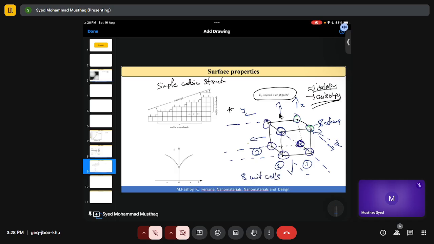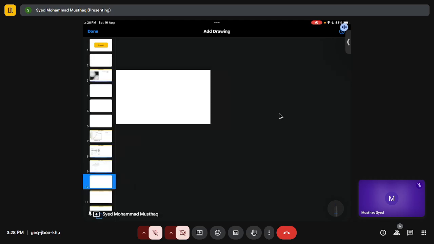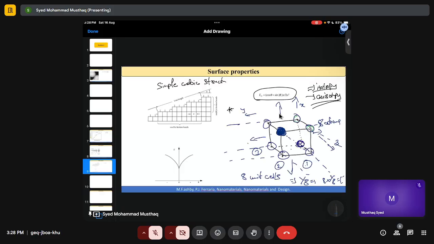So each atom at the corner is shared by 8 unit cells. So the contribution for this unit cell will be 1 by 8. Now how many atoms are there? 8. So the effective number of atoms will be 8 cross 1 by 8 equals 1. So for simple cubic, the effective number of atoms is 1. One unit cell will effectively contain 1 atom. Coming to this guy.